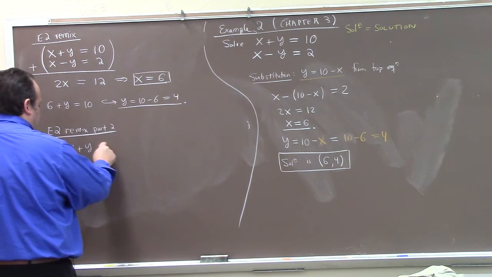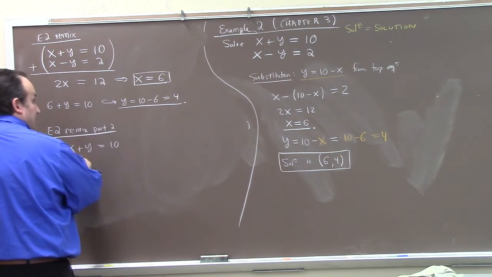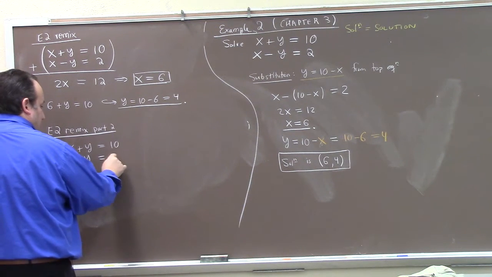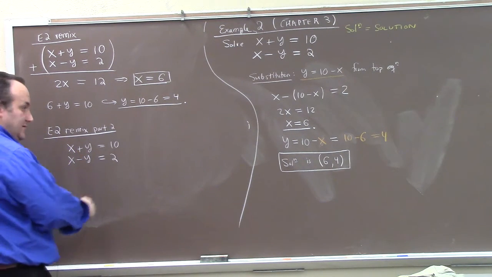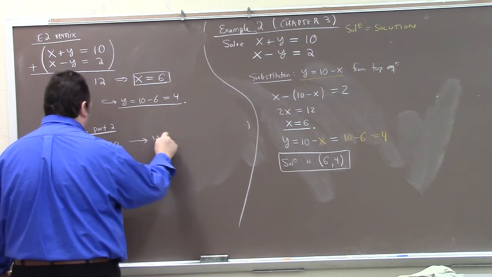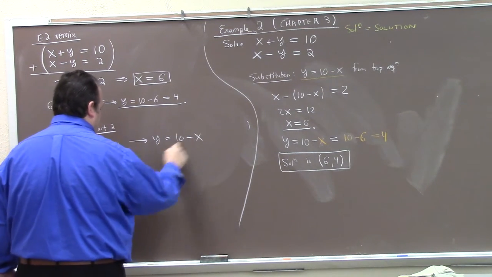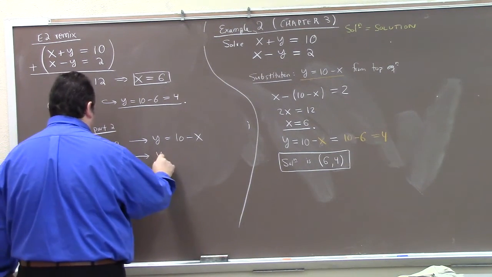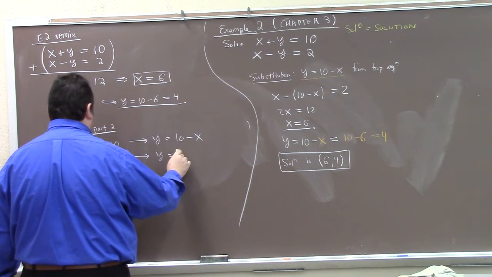So how about this? x plus y equals 10. And x minus y equals 2. What are these? These are the equations of lines. So this is y is equal to 10 minus x. And this is y is equal to x minus 2.